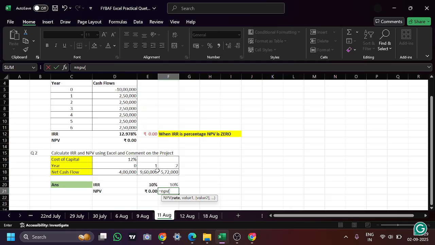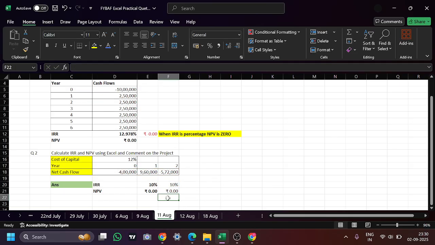For doing this sum in the examination, you need to learn this syntax. The rate is given, so rate we are going to take into consideration this, and we are going to take the values, the table array, bracket complete, and you are done. So at IRR percentage, NPV is what? 0.